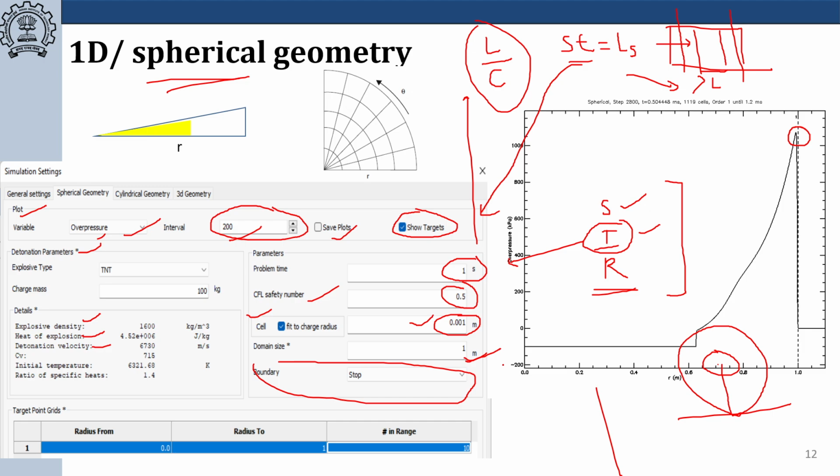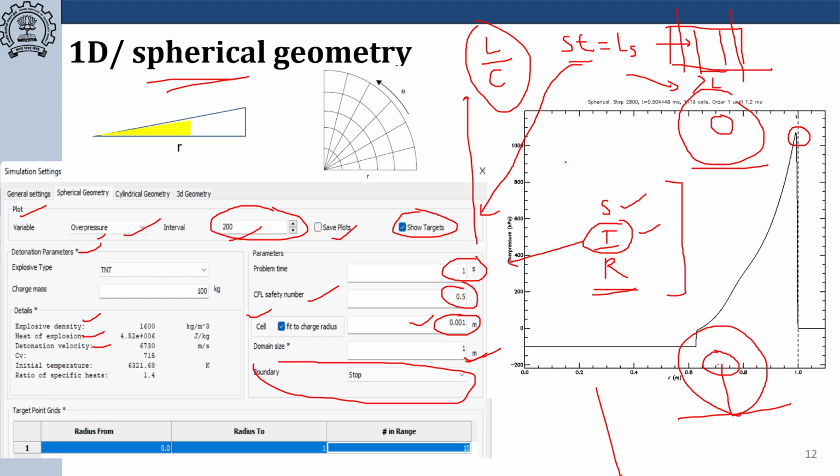You can keep any domain size, but as soon as your shock hits the ground, it is no more spherical. Till it hits the ground, it will be spherical itself. But as soon as it hits the ground, it starts interacting with the ground surface. So here it is not spherical.